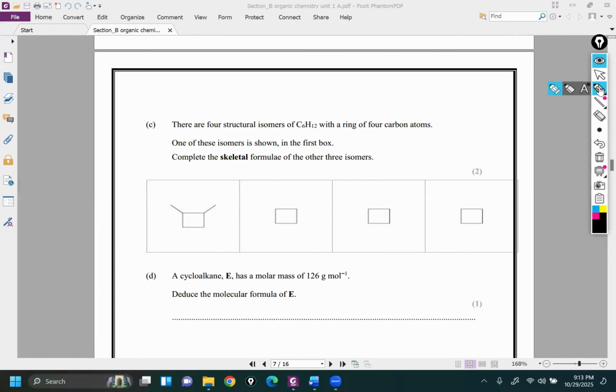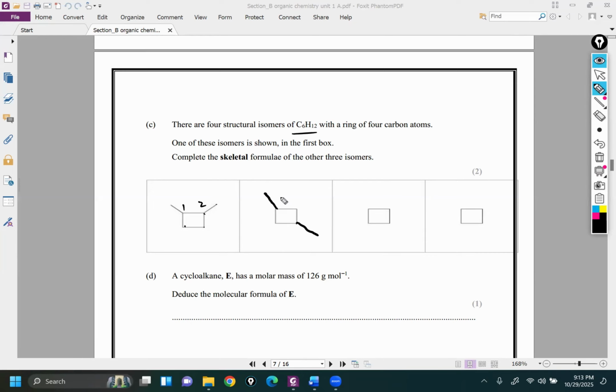Part C, there are 4 structural isomers of C6H12 with a ring of 4 carbon atoms, cyclobutane. One of these isomers is shown in the first box. Complete the skeletal formulae of the other 3 isomers. This is now about 6 carbons. So 1, 2, 3, 4, 5, 6. Now look at here. The branches are attached at 1 and 2 positions. So it is also possible that you attach 1 methyl group here, and 1 here.